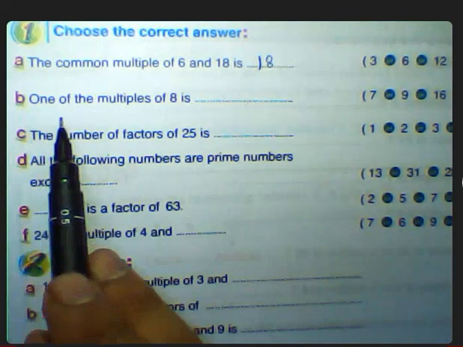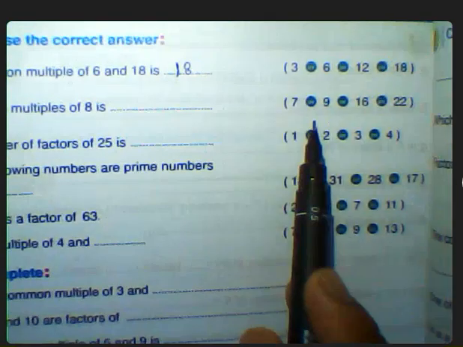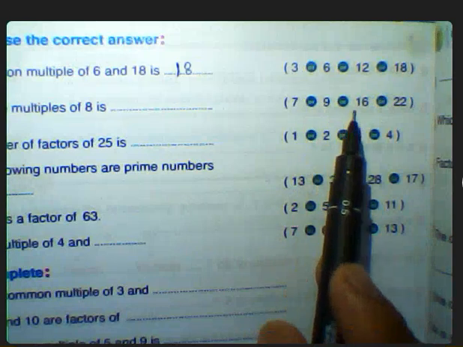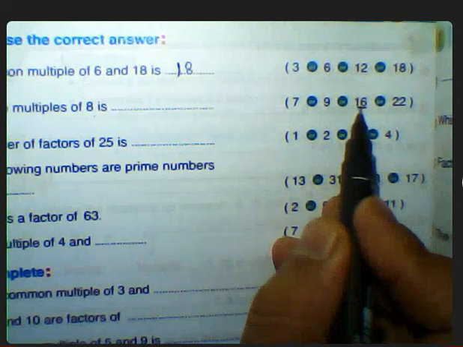Letter B. One of the multiples of 8 is 7, or 9, or 16, or 22. 16 can be divided by 8. Then 16 is one of the multiples of 8. We can choose here 16.